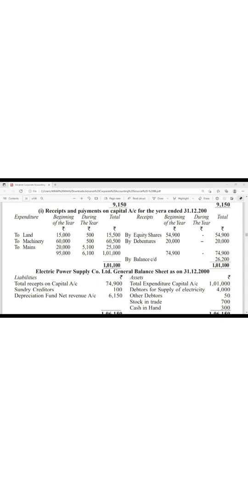It is an account of receipts and payments. So here, how is it an expenditure? We are spending the capital to purchase these assets. That's why these assets are coming under the expenditure account. And the equity shares and debentures are the sources of funds from where we are receiving the capital. That's why they are coming on the receipt side. Okay, so equity shares are 54,900. No shares were issued during the year, 54,900. Same will be the amount at the end of the current year, that is 31st of December 2000.